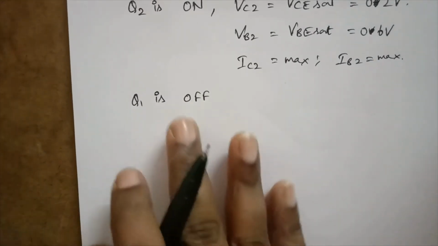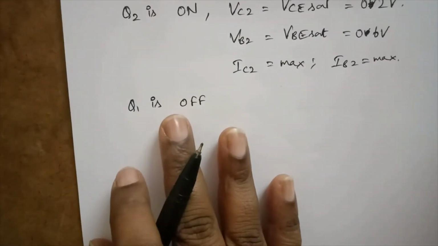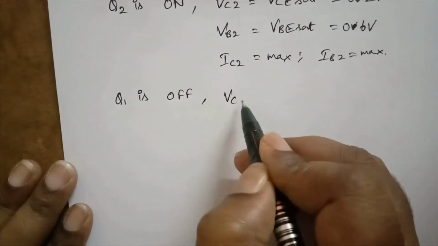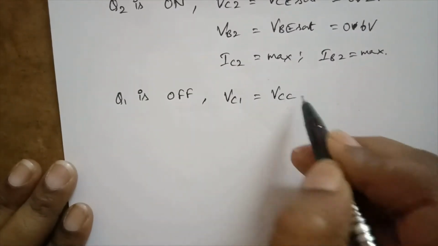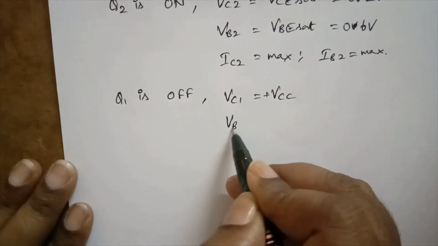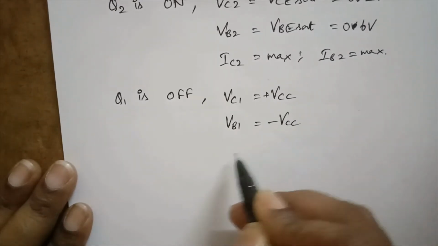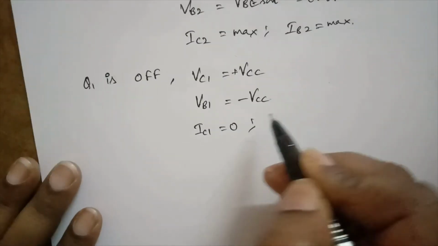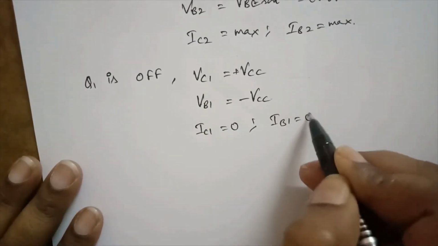Now what about Q1 being off? When Q1 is off, what will be the values? VC1 is equal to plus VCC and VB1 is equal to minus VCC, and IC1 is 0 and IB1 is also 0.